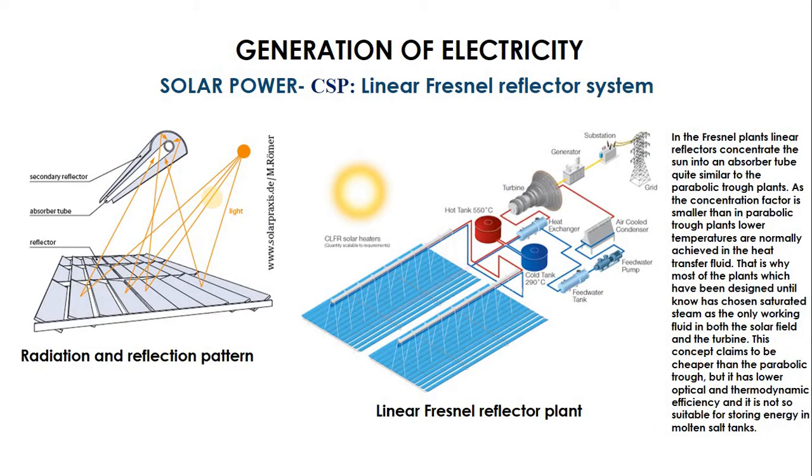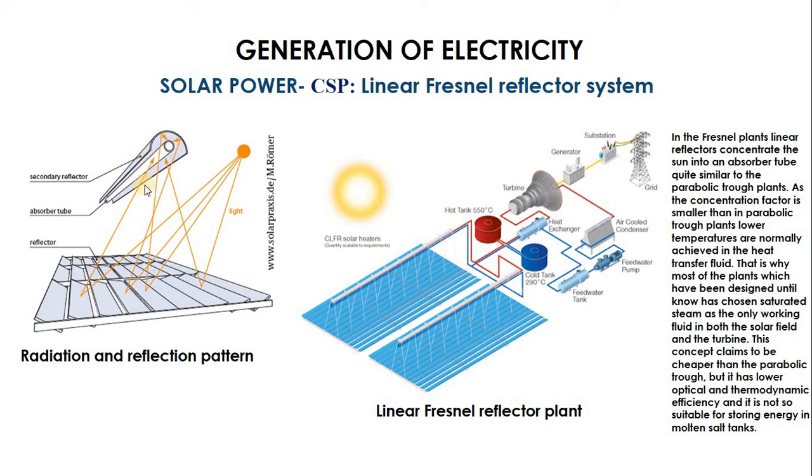Then finally, we have what we call the linear Fresnel reflectors, or the linear Fresnel reflector system. This one is similar to the parabolic trough, just that the mirrors are not parabolic in nature. They are linear in nature, and they can be oriented in such a way that wherever they are, they also reflect the heat energy from the sun onto the receiver here.